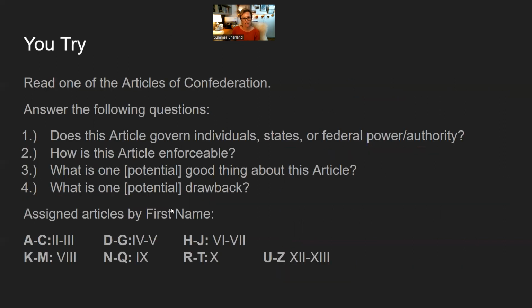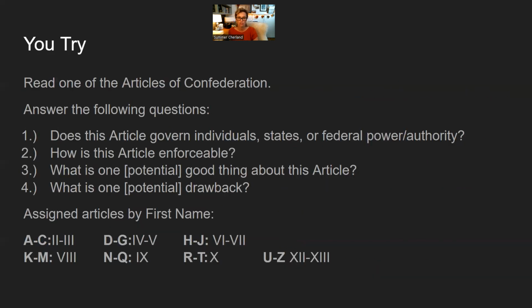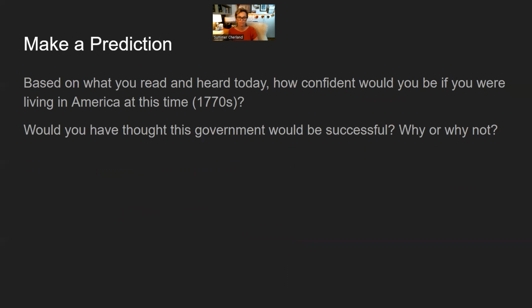So think back on your questions. Based on what you interpreted, do you stand by your interpretations when you see that simplified list? Most of these articles are going to govern federal power or state power. You're not going to see a lot of individual authority or power represented here. How is the article enforceable, and what's one good or bad thing? So if you need to go back, pause the recording, update or change your list of these 4 questions that you looked at, and then let's move on.